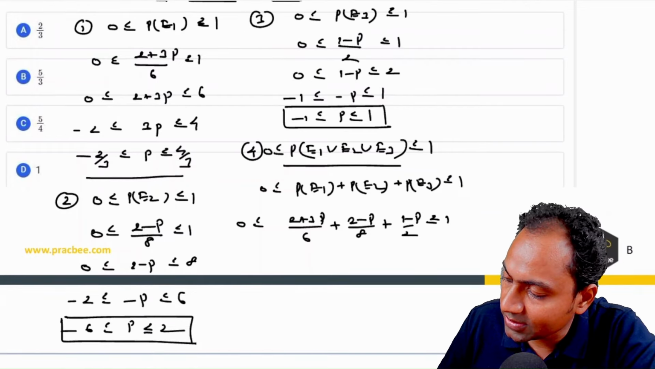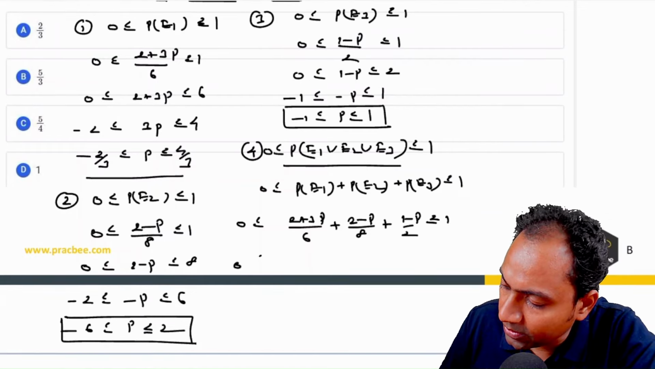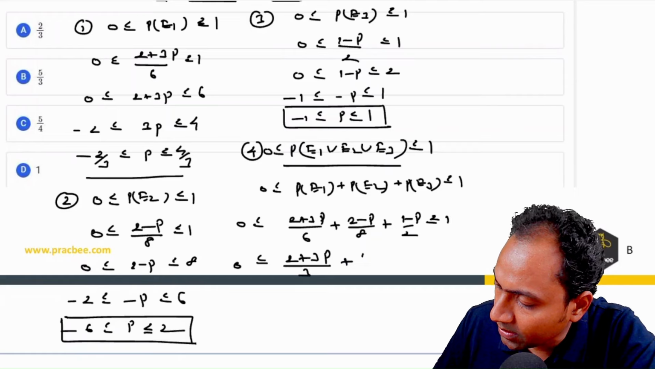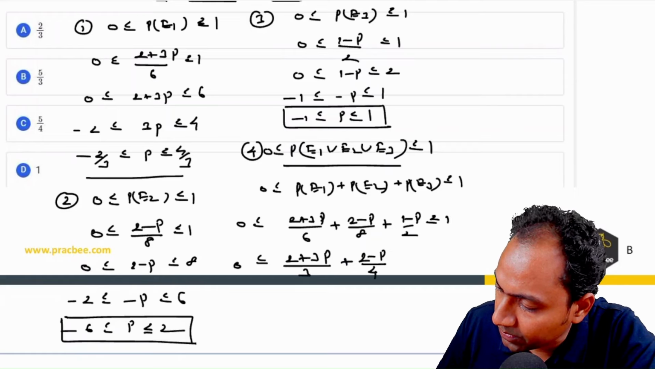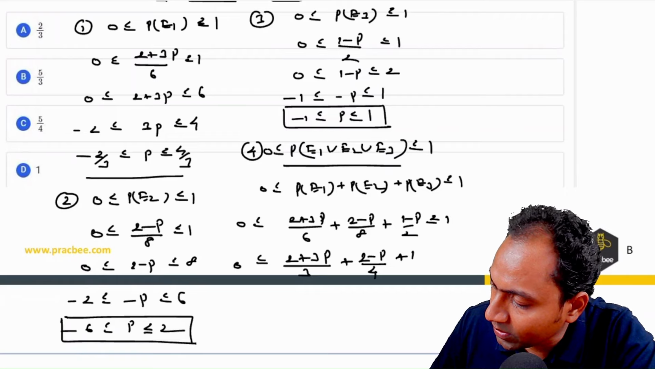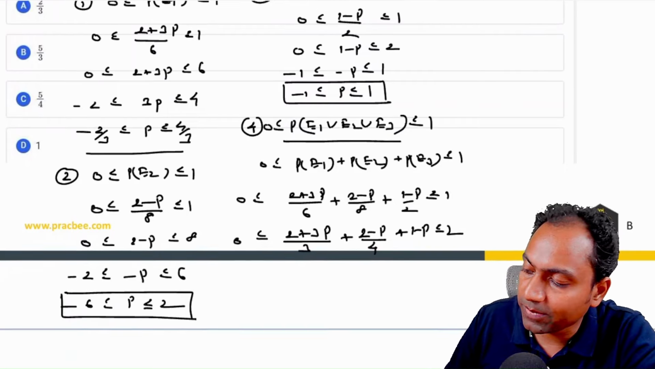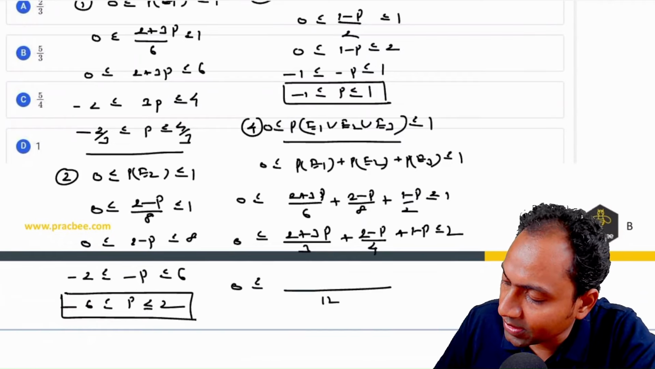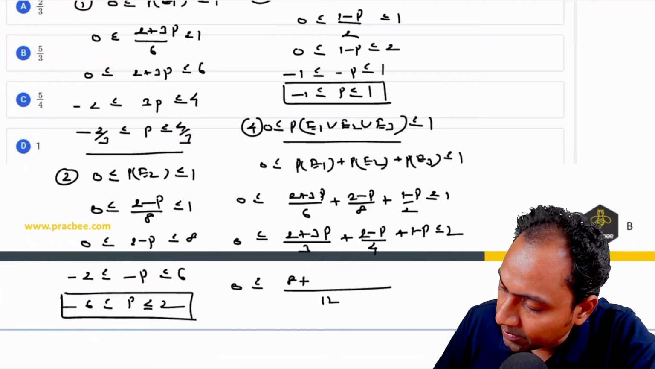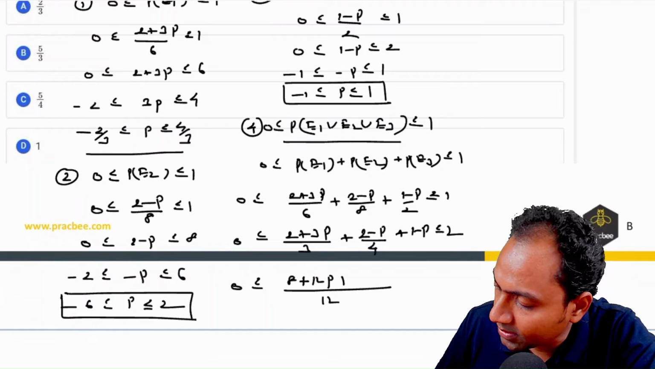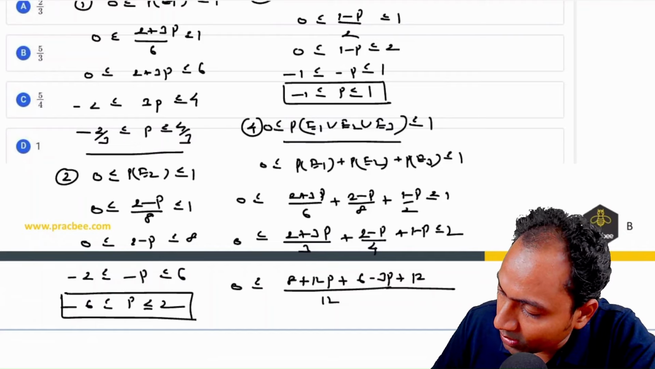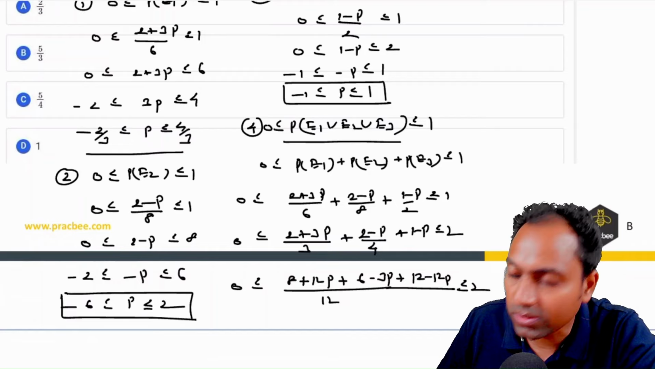If I simplify this, a good way to do it would be to multiply by 2 initially. So this becomes 2 plus 3P by 3, plus 2 minus P by 4, plus 1 minus P, is smaller than or equal to 2. I have multiplied by 2, and now we can take the LCM as 12. Taking the LCM as 12, what we get is 8 plus 12P. The second element becomes 6 minus 3P, since again I have to multiply by 3. And the last one becomes 12 minus 12P. And this is smaller than or equal to 2.